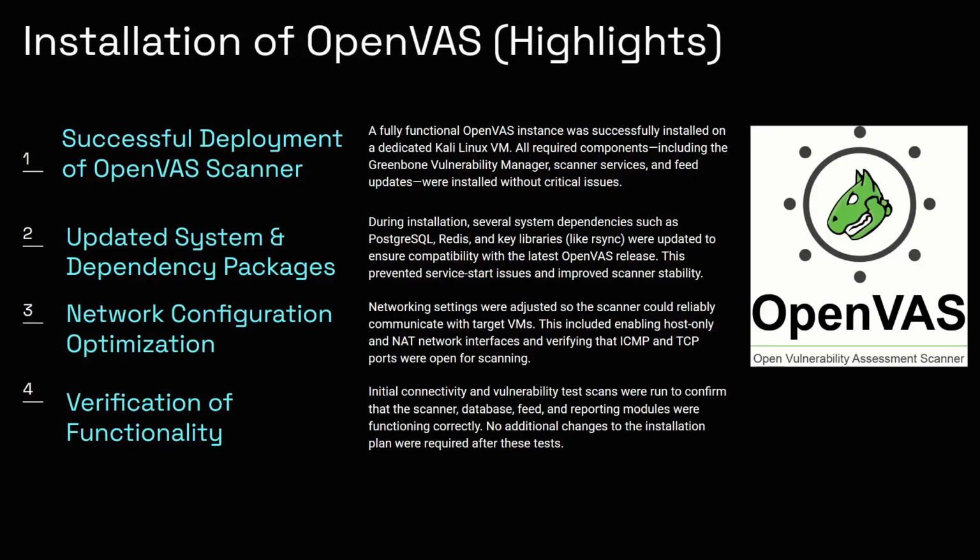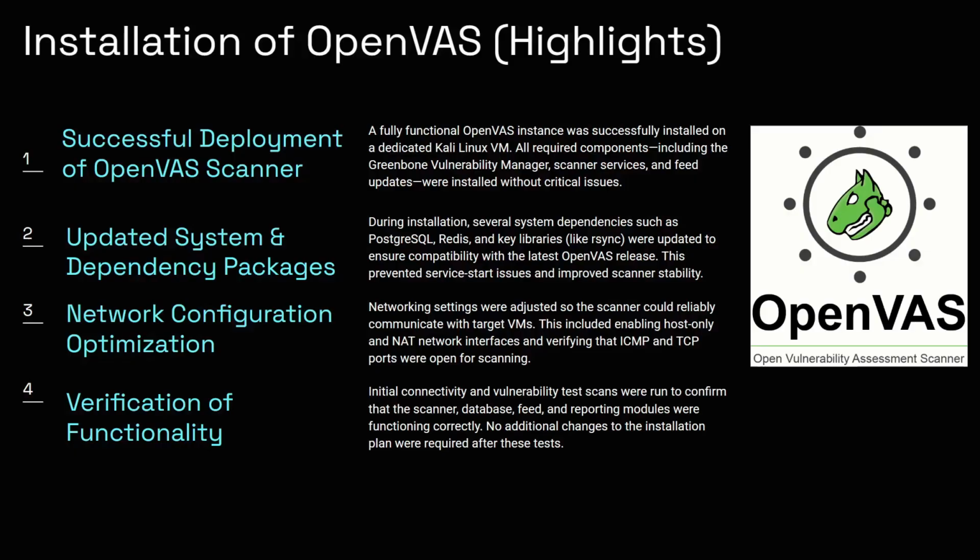Another important highlight during installation involved updating system dependencies. Services like PostgreSQL, Redis, and various libraries required updated versions to stay compatible with the latest OpenVAS release. Updating these ahead of time prevented startup errors and ensured smoother communication between the scanner's engine and its backend services.